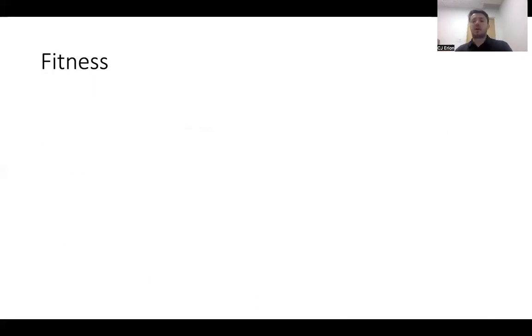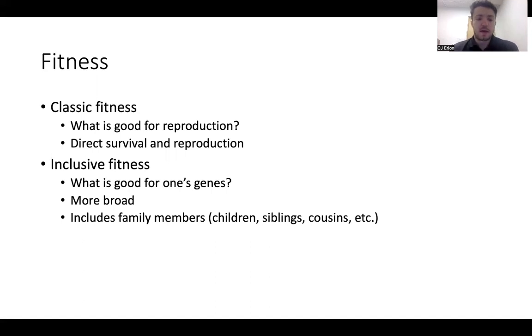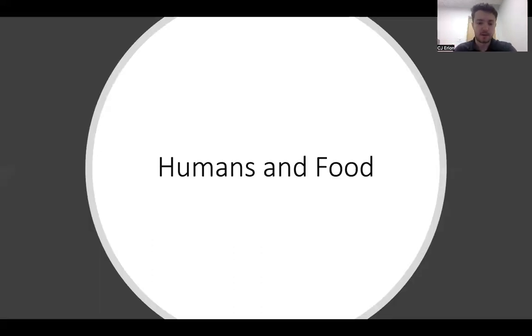A very large part of this is fitness. And I don't mean exercising fitness, I mean genes, Darwinian fitness. There are two main types. One is classic fitness, which is what is good for you specifically, what is good for your own reproduction and your own survival. Then there's inclusive fitness, which is more about what is good for one's genes. This is broader, and it includes the protection of family members who you share genes with, to try and keep those genes going.